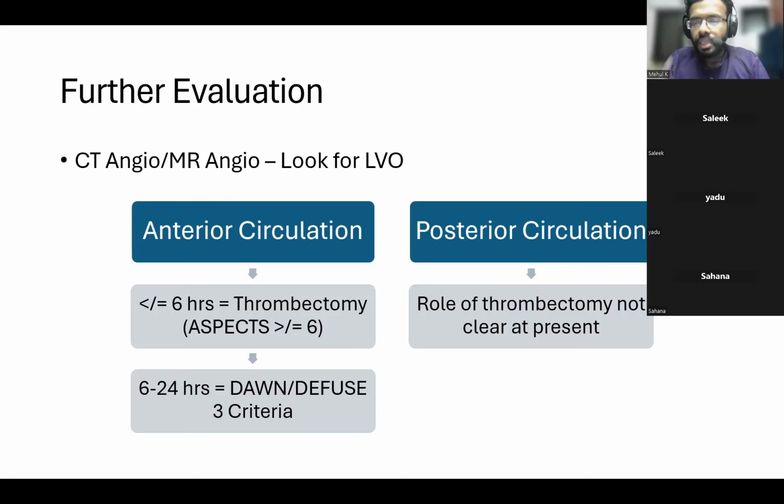The concept is that 4.5 hours is also changing. The window period for stroke is no longer 4.5 hours. The magic number is no longer 4.5 hours. It is 24 hours. Keep that in mind. Very important thing to know, especially in triage, when you're receiving patients.